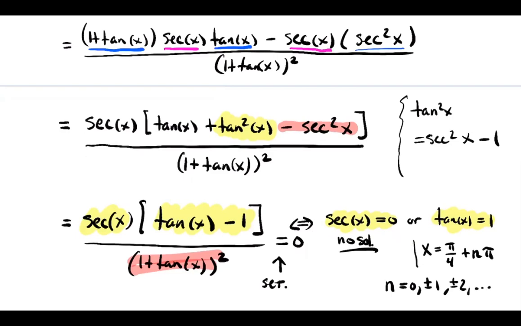So this is going to be our complete answer to the question, where does this function, secant x over 1 plus tangent x, have horizontal tangent lines? It has horizontal tangent lines at the values of x that have the form pi over 4 plus any whole number multiple of pi. So if you add, say, 1 pi, you'd get 5 pi over 4. If you add 2 pi, you'd get 9 pi over 4, and so on.